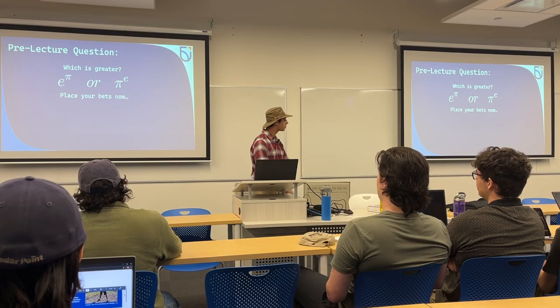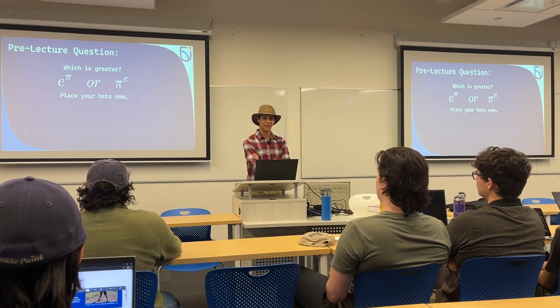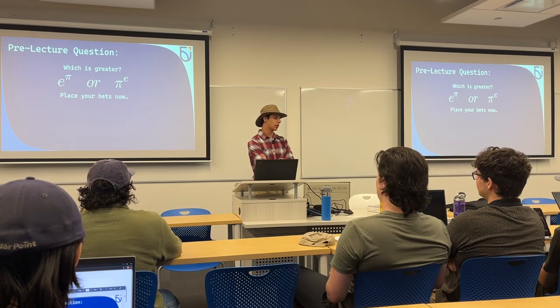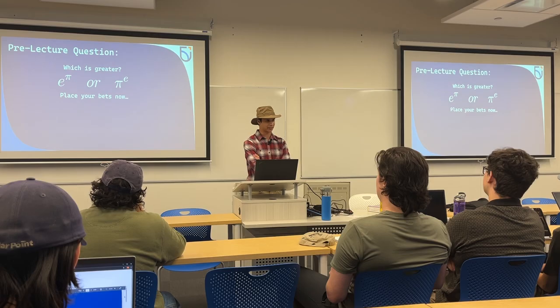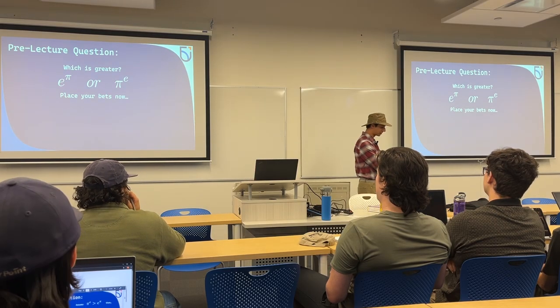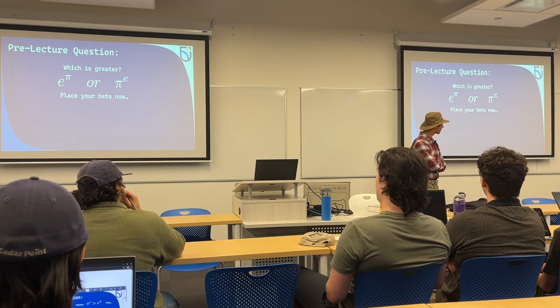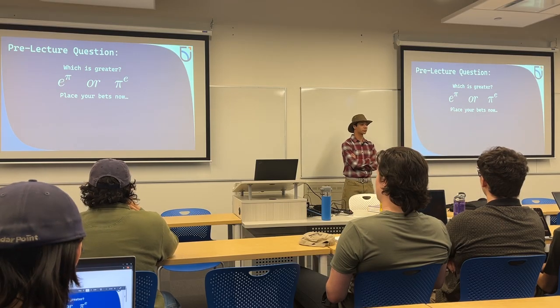And what I want to start off with is actually a pre-lecture question. Dr. Akita likes to do this, and I figure I'd be a fan of it too. So if you all want to take some time to guess, and please don't use a calculator, because we're going to go through this, because you don't actually need a calculator to figure this one out. What do you guys think is greater? Euler's number to the power of pi or pi to the power of Euler's number?